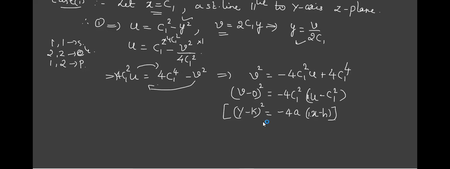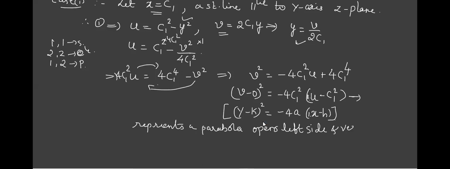Now tell me what this is representing. This equation represents a parabola. What are the properties? Properties means you should tell about the vertex and where it opens. In general, this is in the form y square equals minus 4ax. Where does it open? Left side. It opens to the left side, and the vertex is h comma k.